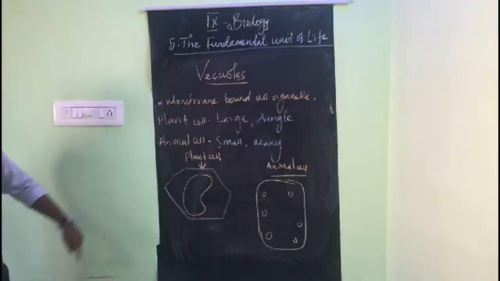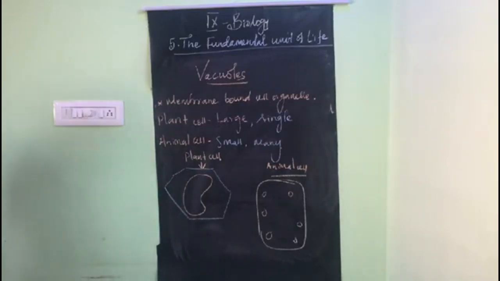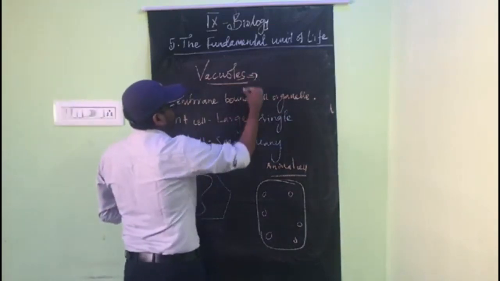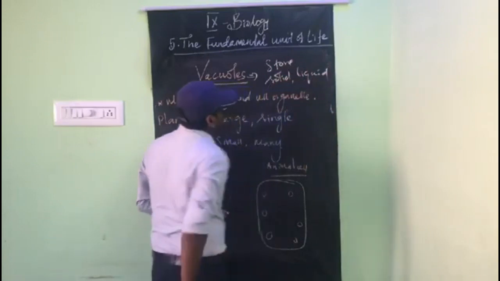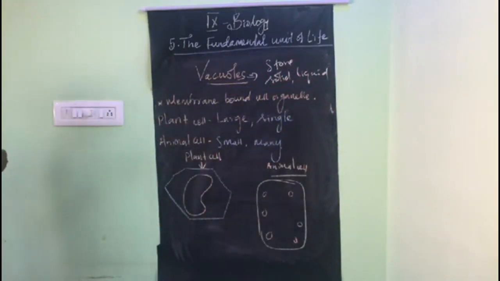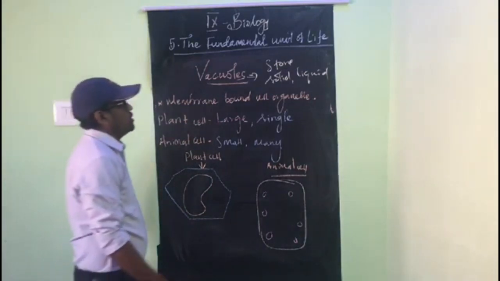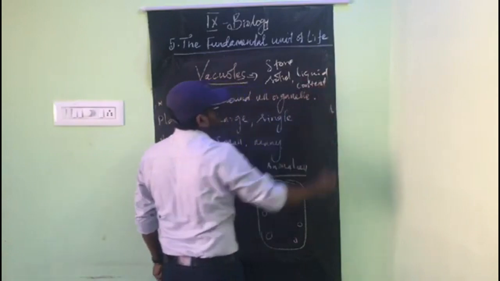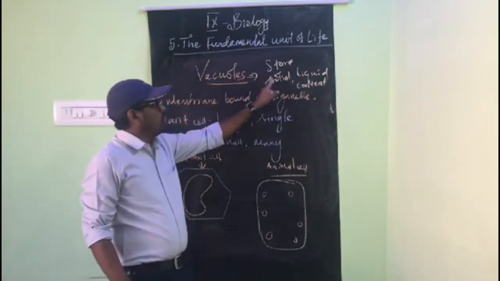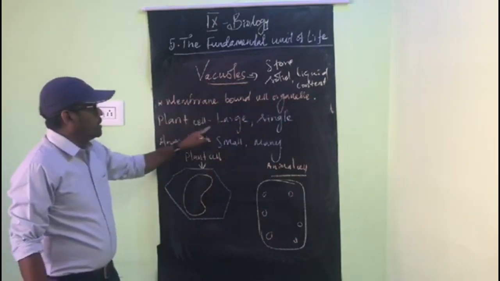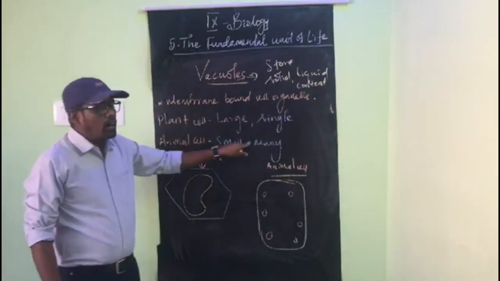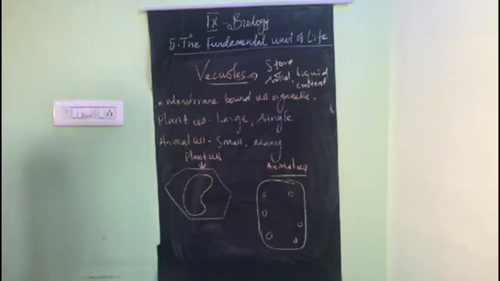Okay, this is another important cell organelle. Its function is to store solid and liquid substances which are responsible for the plant's growth. It acts as a storage sac for solid and liquid contents which are responsible for the plant's growth. So it is a membrane bound cell organelle. In plant cell, large and single. In animal cell, small and present in many numbers.